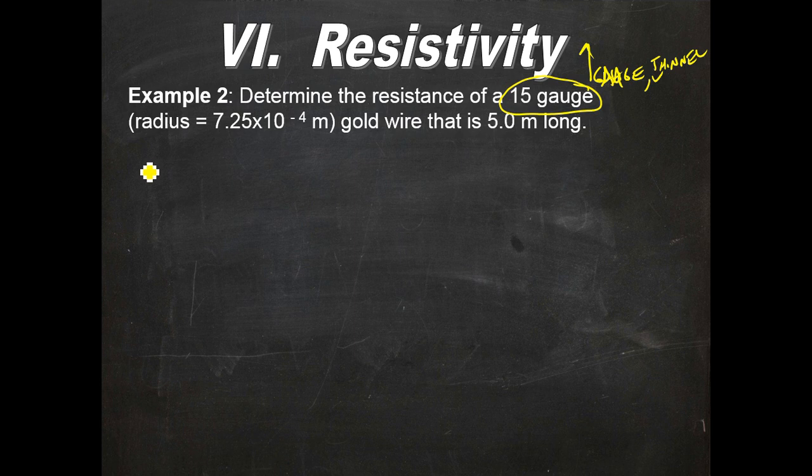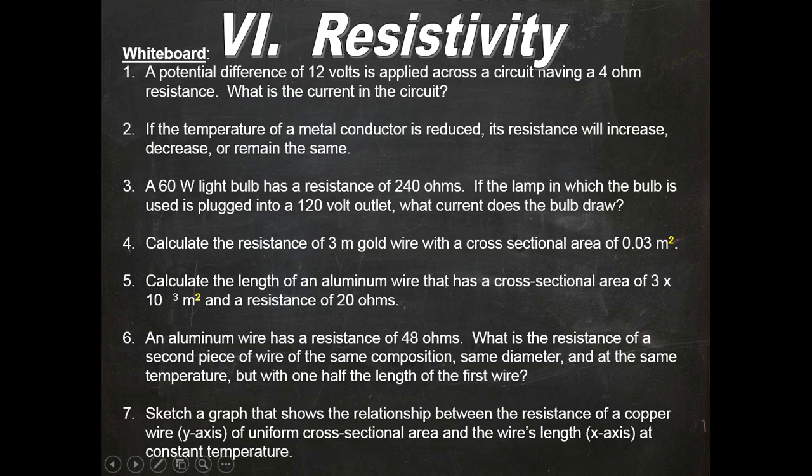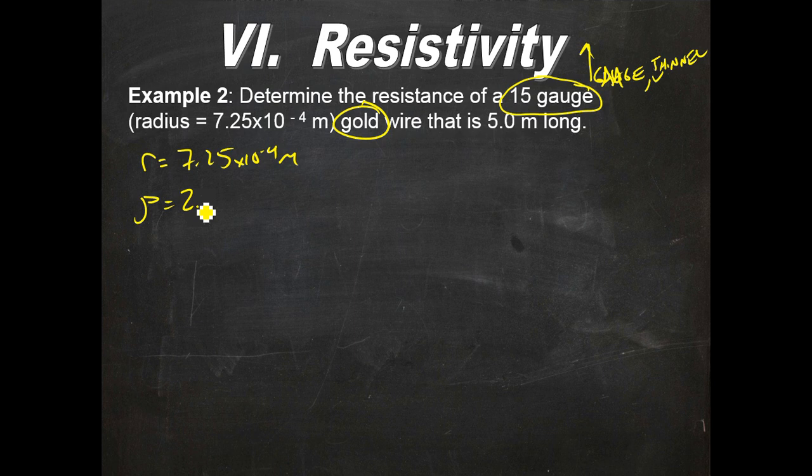In this case, the radius of that 15 gauge wire is 7.25 times 10 to the negative 4 meters. We know that the wire is made out of gold. So gold's resistivity is 2.44 times 10 to the negative 8 ohms times a meter. The length is 5 meters. We're looking for the resistance of this wire.